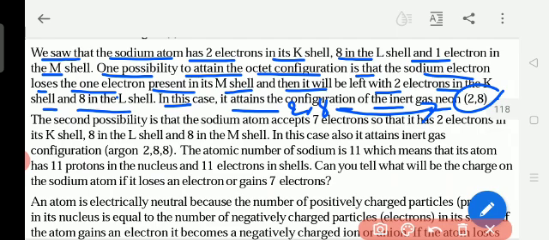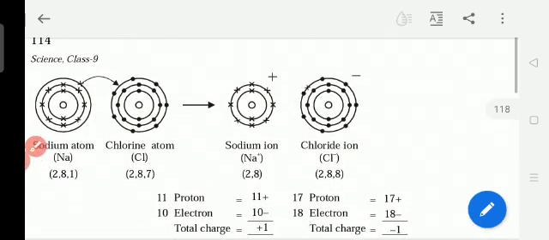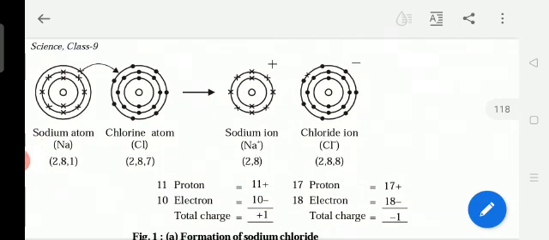Okay. The second possibility is that the sodium atom accepts 7 electrons so that it has 2 electrons in the K shell, 8 in the L shell and 8 in the M shell. In this case also it attains inert gas configuration like argon. So the atomic number of sodium is 11, which means that its atom has 11 protons in the nucleus and 11 electrons in the shell.